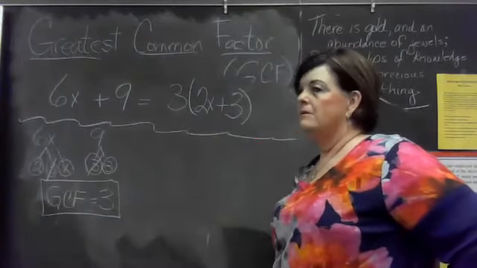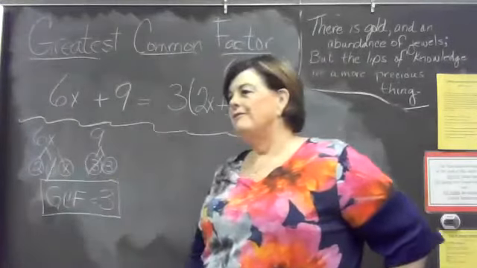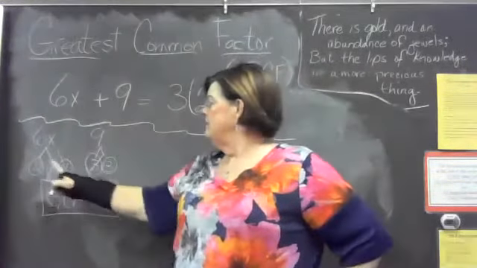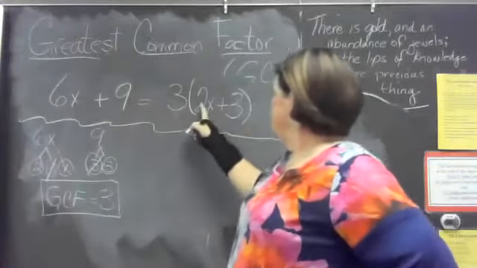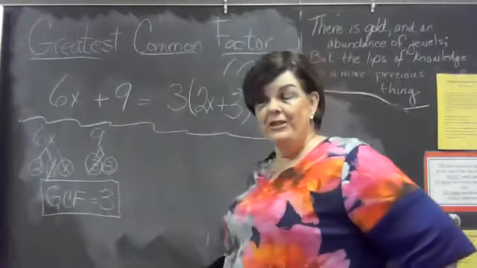Now let me show you a shortcut. If you do this, look, you marked out the greatest common factor, didn't you? Look what's left. A 2 and an x, 2x. What's left here? That's a 3. Okay. Do you see?